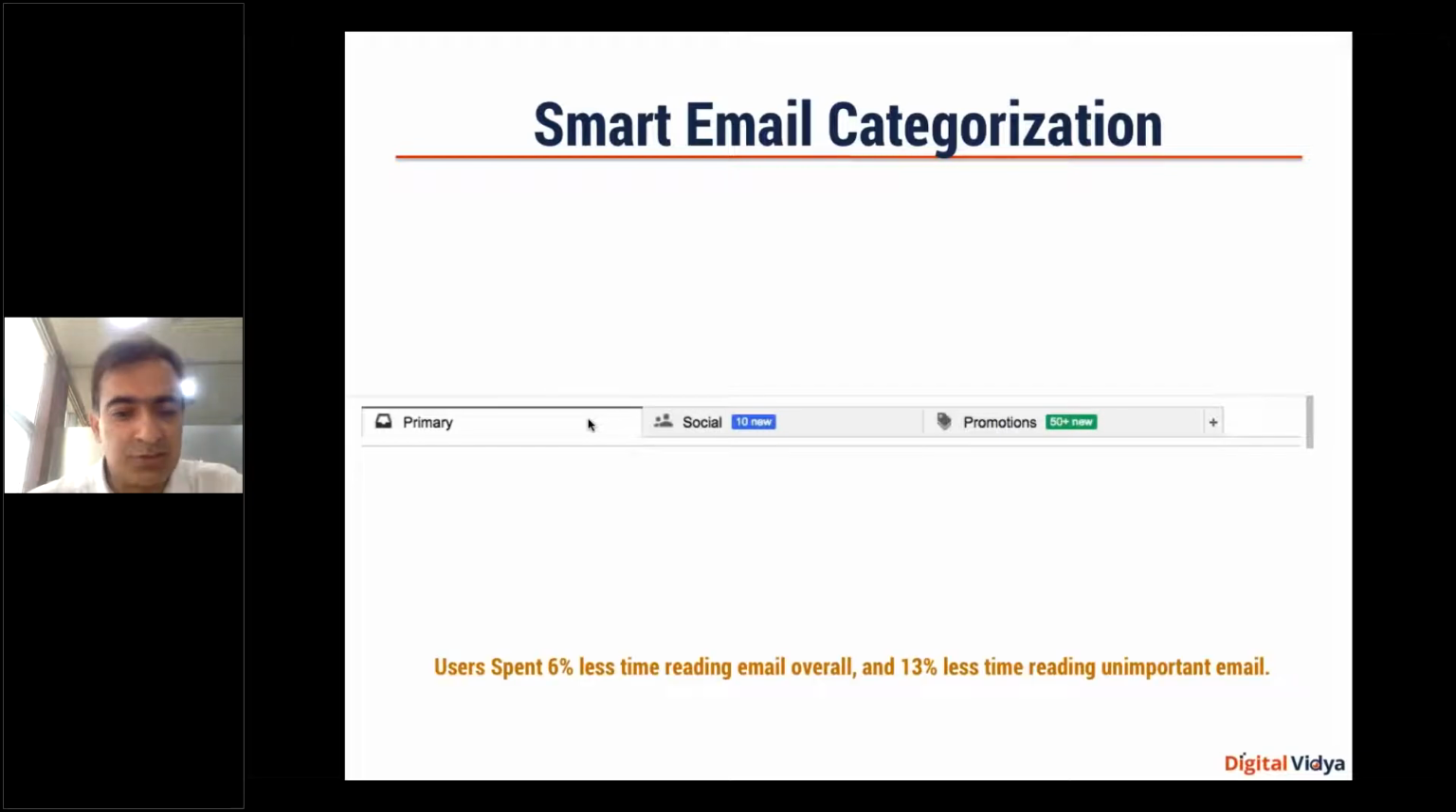And this actually helps us spend close to 6% less time reading our emails. I'm talking about the overall number of emails, but we spend 13% less time. So if you look at the net time spent reading emails, you would realize the value that this particular algorithm is creating for all of us.